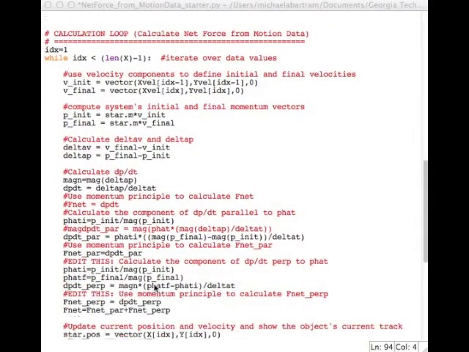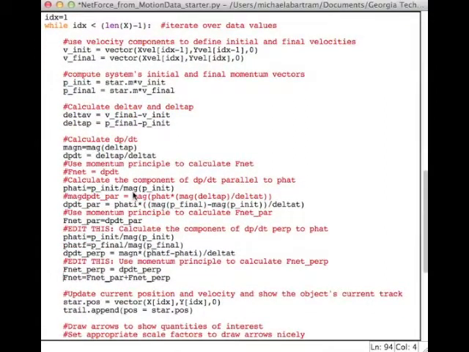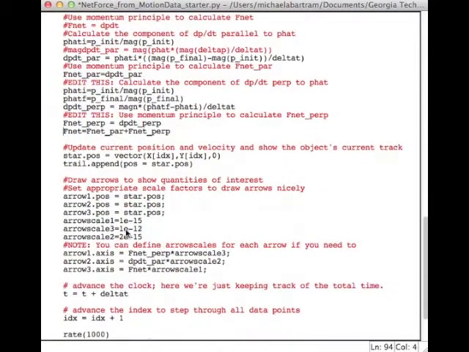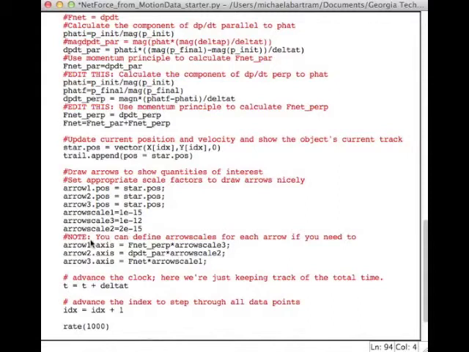And I went down and I had to find my dp dt parallel, which is change in momentum over change in time in the parallel direction, which is also equal to the F net parallel. I did the same thing for perpendicular. I found F net perpendicular, and then I found F net, which is equal to F net parallel plus F net perpendicular. You see my arrows. I have one arrow for perpendicular force, one for parallel force, dp dt, which is equal to F net, and one for F net overall. And I will show you what happens when I run my code.